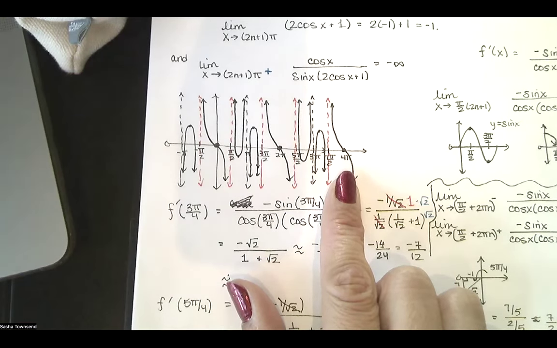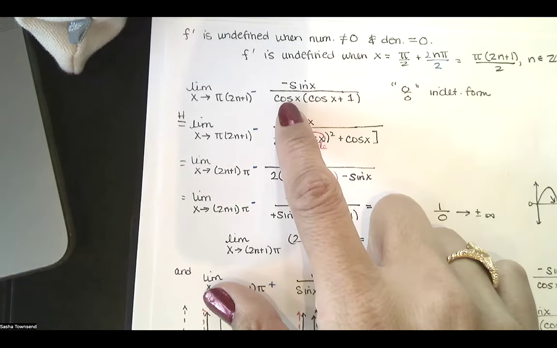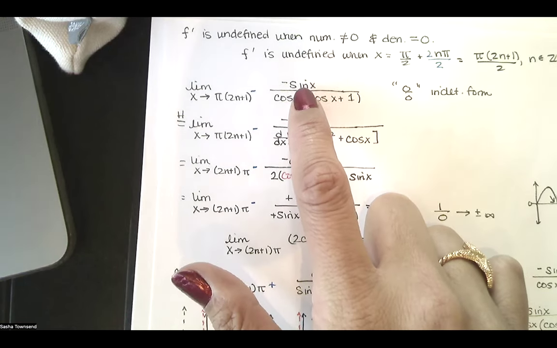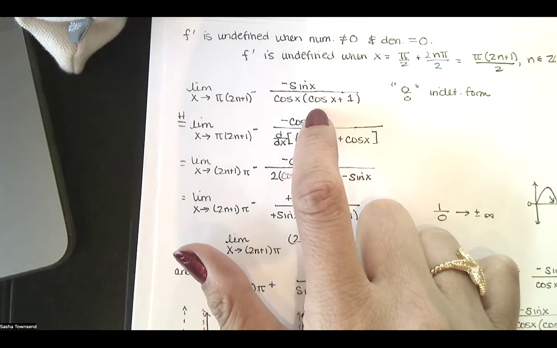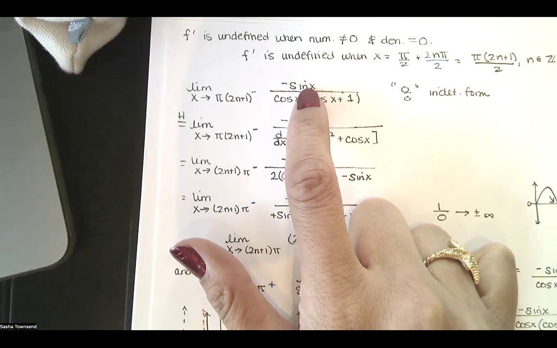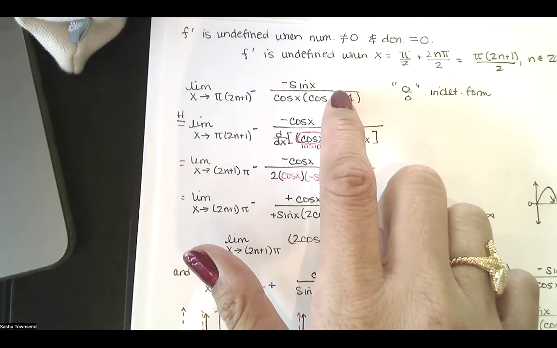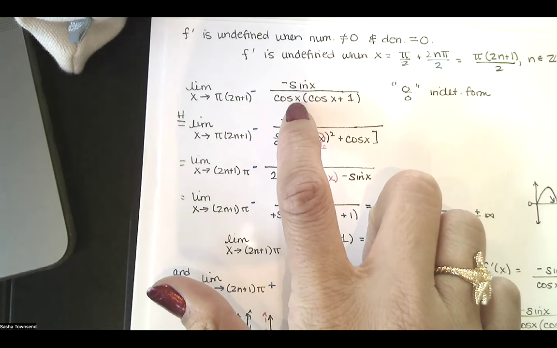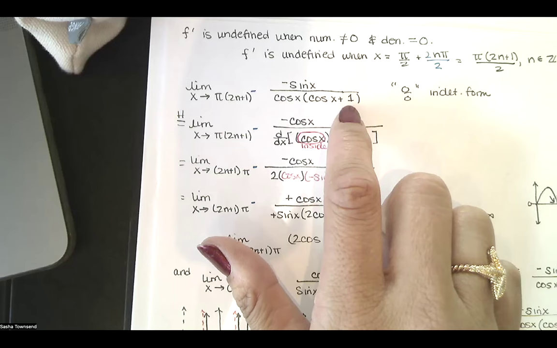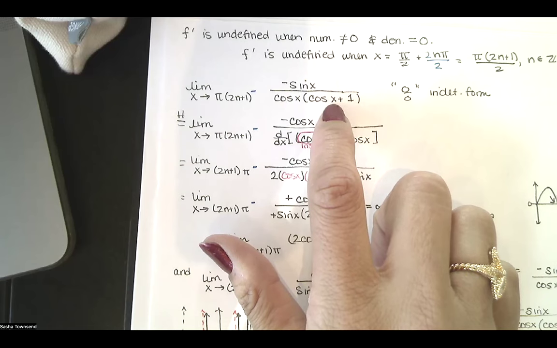I said my function for f prime was this, negative sine of x divided by cosine of x times cosine of x plus 1. We'll have zeros whenever the numerator is 0 and the denominator is non-zero. Sine of x is 0 at all of the multiples of pi, so 0, pi, 2 pi, 3 pi, 4 pi, and negative pi, negative 2 pi, negative 3 pi, and so on. And the denominator is non-zero, or this cosine of x is non-zero with its values, but cosine of x plus 1 is equal to 0 when x equals pi. So this denominator will be 0 at pi plus 2 pi n.